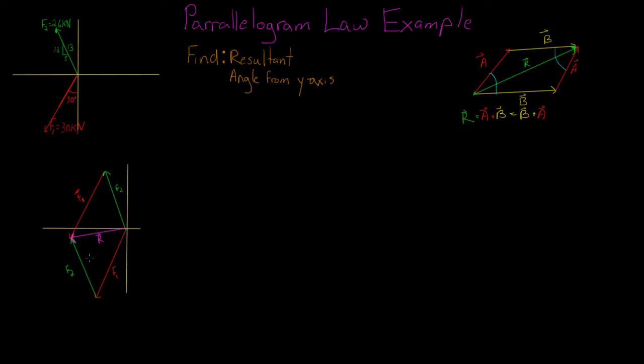Now I need to figure out what the angles of this parallelogram are. The way I can figure out this angle is by figuring out what angle F1 makes with the vertical axis, and what angle F2 makes from the vertical axis. This angle down here is very easy. It was given to us. It's 30 degrees.